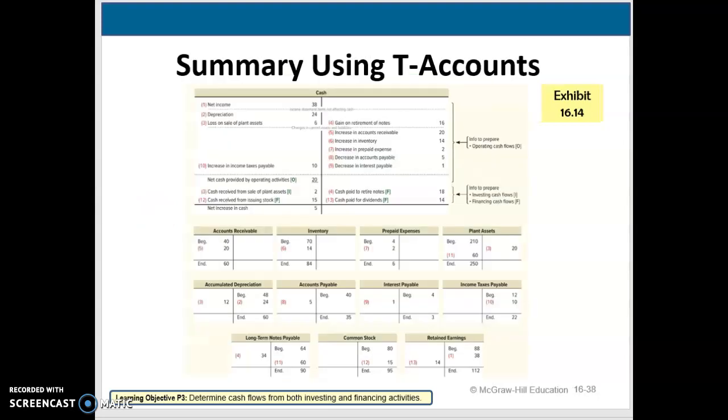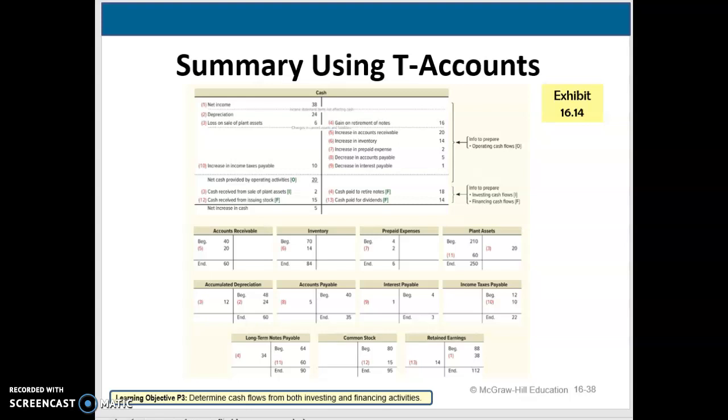Here's just a summary of our T accounts to show those changes in the non-cash balance sheet accounts. So it shows how we can see the non-cash balance sheet accounts affect our cash inflows and our outflows. The top part of the exhibit shows the company's cash T account, and the lower part shows the T accounts for its remaining balance sheet accounts. We see that the $20,000 net cash provided by operating activities and the $5,000 net increase in cash shown in the cash account agree with the same figures in the statement of cash flows that we just saw.